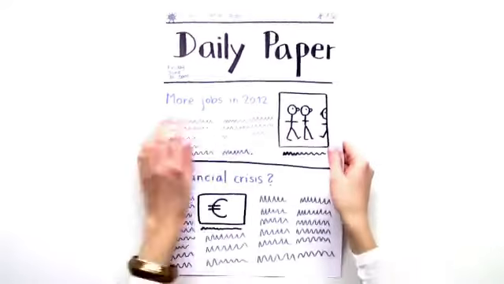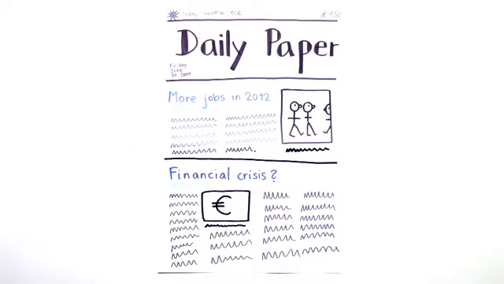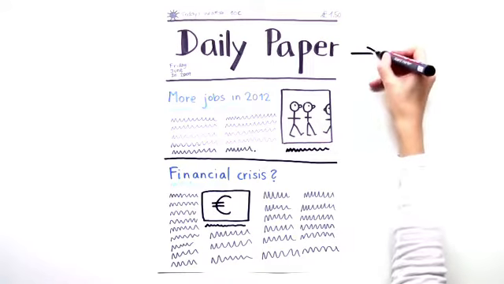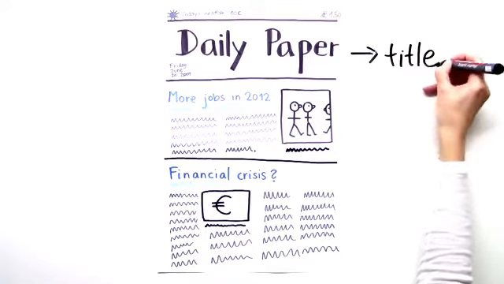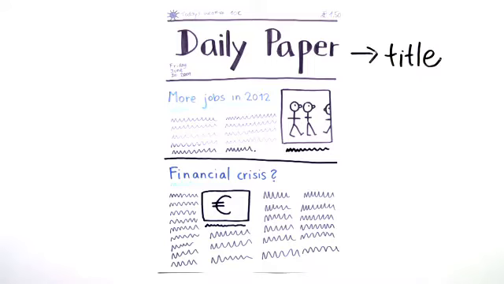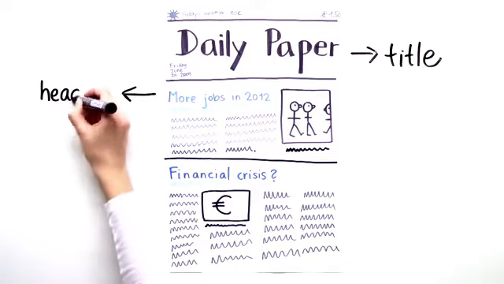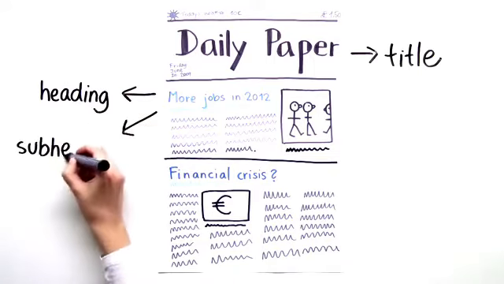Let's revise what we've just learned. Here's one possible example of a newspaper layout. On the very first page at the top is the title, for example, a newspaper that is called Daily Paper. This is usually the biggest font of the whole paper. Then there are a number of articles. Each article has a heading and usually also a subheading.